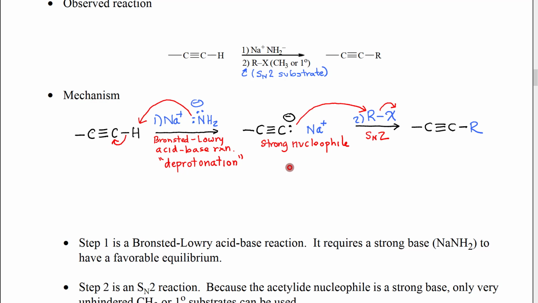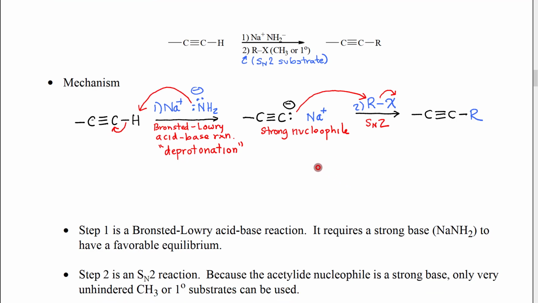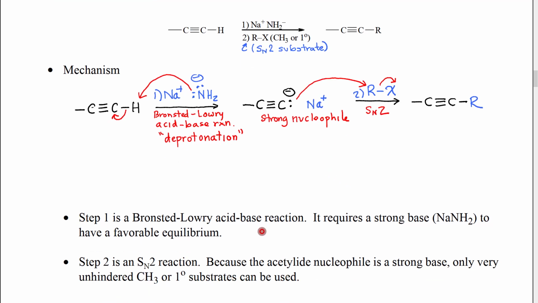This species right here is a very strong nucleophile. So if we then put in an appropriate SN2 substrate, the lone pair of the acetylide ion will come over, make a bond to the carbon group, and push out the halide ion on the other side. Classic SN2 reaction. And we'll be left with our desired product. These two steps are summarized below.